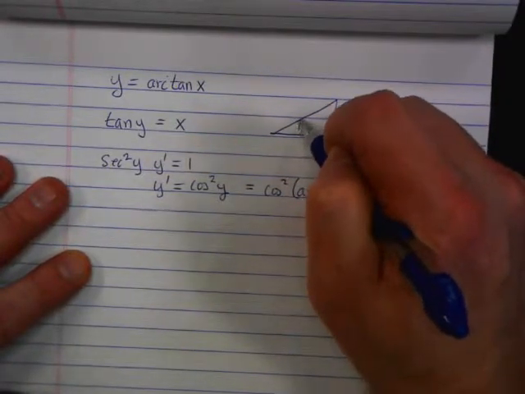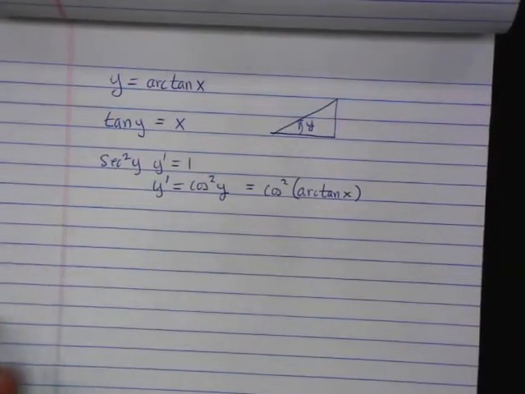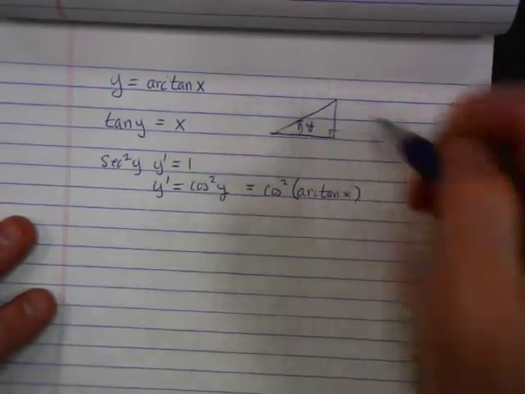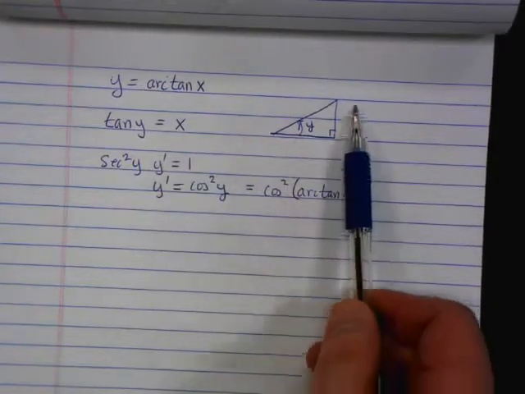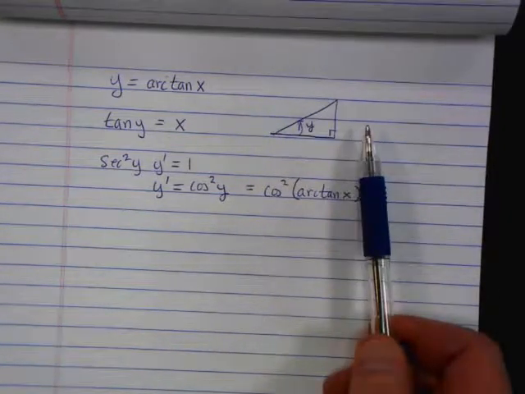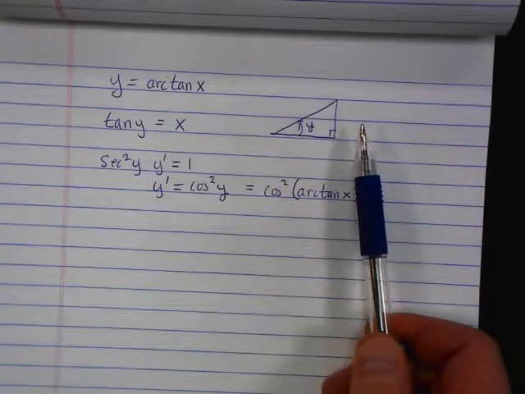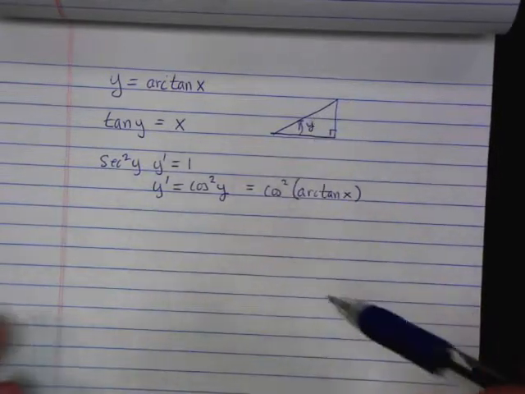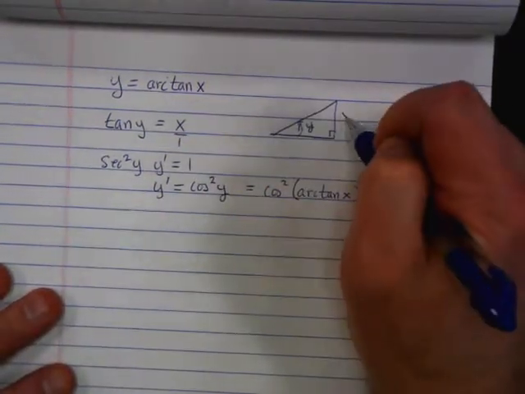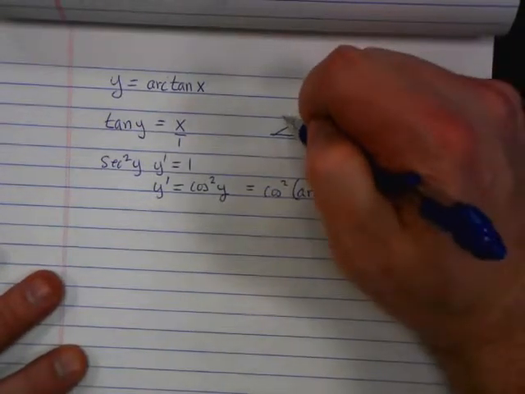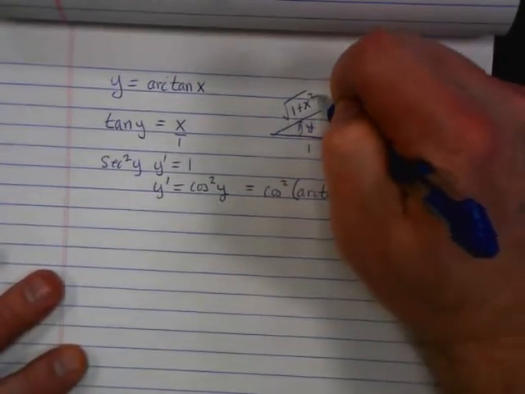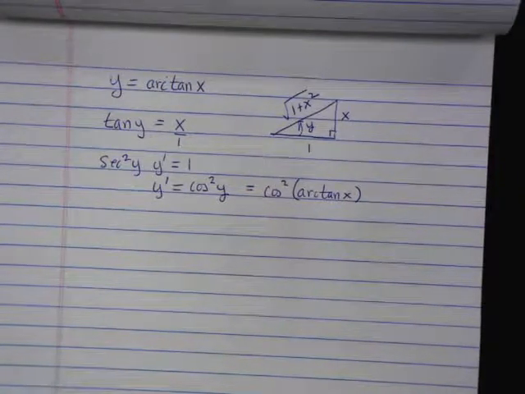Here's my angle y. And this is a right triangle, of course. And I know tangent of y equals x. If tangent of y equals x, how would I label my triangle? Opposite over adjacent. So think of this as being x over 1. That's x, and that's 1. I go talk to my good friend Pythagoras. That third side, the hypotenuse, would be the square root of 1 plus x squared.